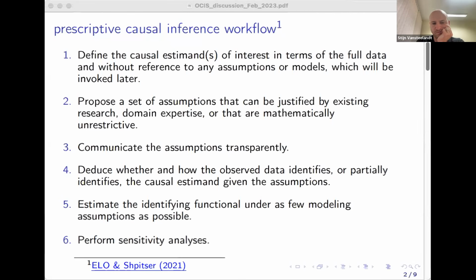And now the sixth step is to assess the robustness of any conclusions that you derive from step 5, from estimating the causal effect. Assess the robustness of these conclusions to violations of both causal and modeling assumptions. And a lot of research in causal inference is around these robustness checks and other ways to ensure that you don't draw conclusions beyond what the data and justifiable assumptions license.